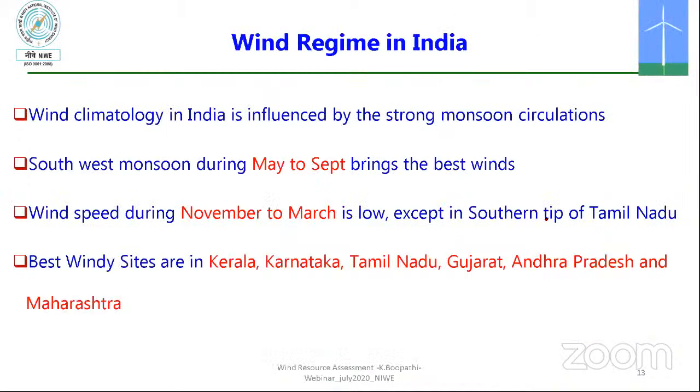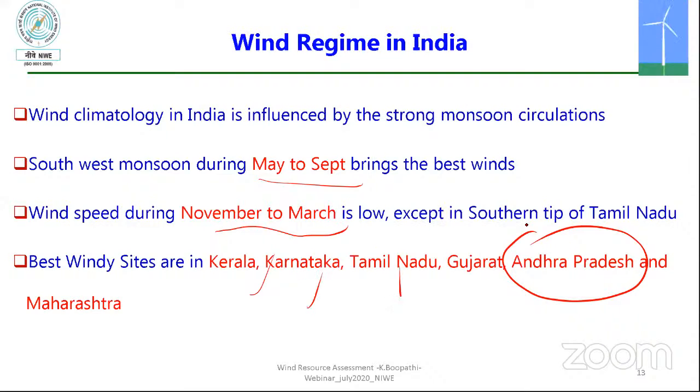Mostly we get the southwest monsoon, from May to September. The wind speed during November to March also exists, but it's low. The best windy sites: Andhra Pradesh has high potential, and Kerala, Tamil Nadu, Karnataka, Gujarat, and Maharashtra. Madhya Pradesh also has good wind speed.